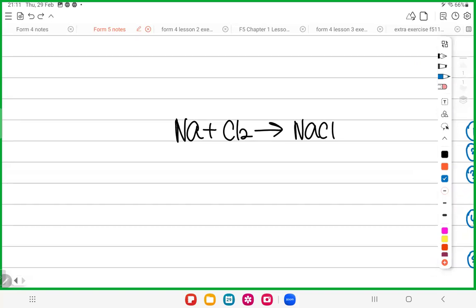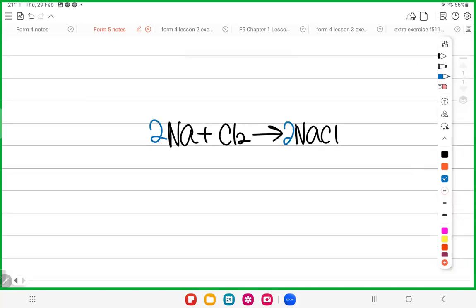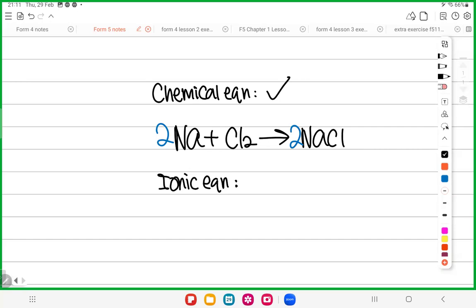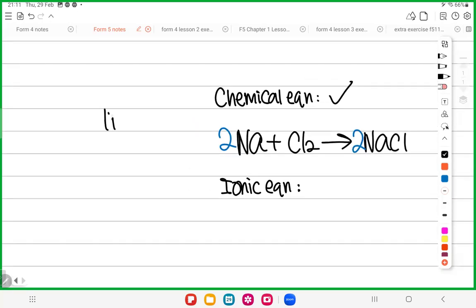Very good, balance. You don't go and write the charge yet. When you get a chemical equation, please balance it. Okay, now after we balance, this is our chemical equation. So now we have successfully got our chemical equation. Done. Now I want to get my ionic equation. To get the ionic equation, what do we need to do, everyone? List out the charge. We need to list out all the charges.